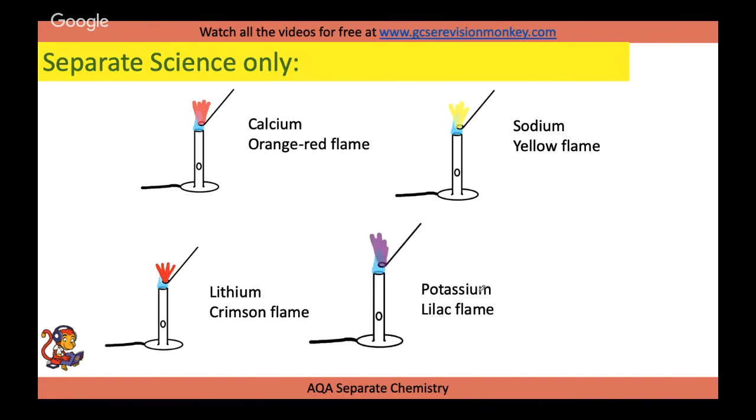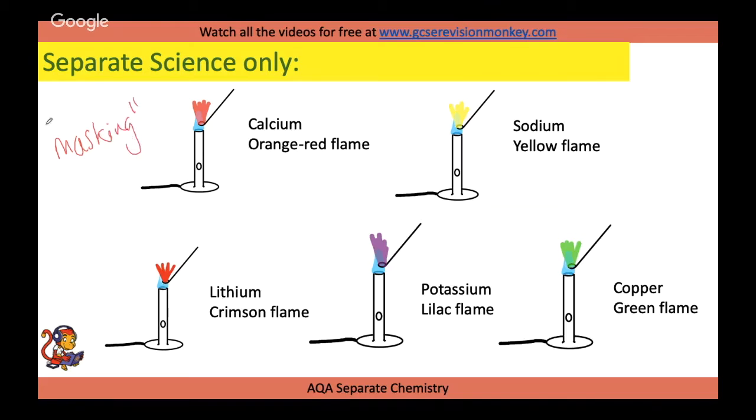Potassium is a lilac flame, and copper is a green flame. In the exam, they really like the idea of masking. If you find it difficult to identify the metal ion from the flame test, it could do with masking, which is where you have two different metals in your sample and there's two different colours showing and one of them is hidden. For example, if you put calcium and sodium together, if they were in the same sample, you might just see the orange-red flame because the yellow one might be masked by that stronger colour. Okay, so look out for the idea of masking in the exam.